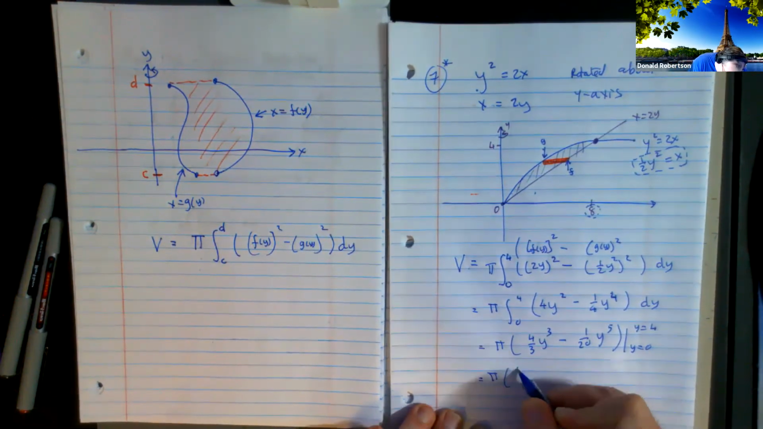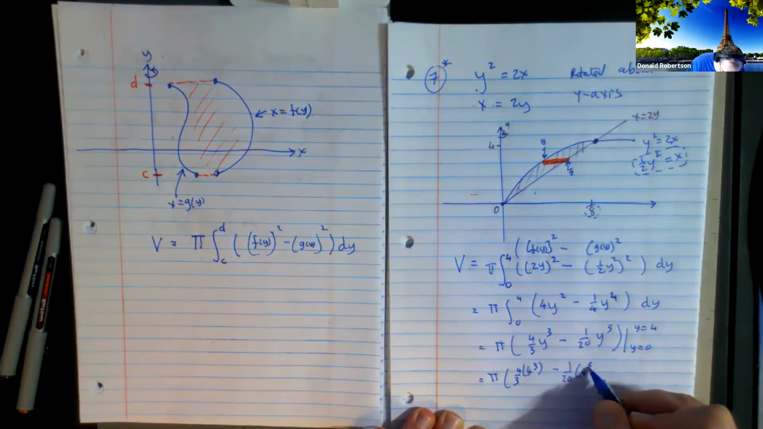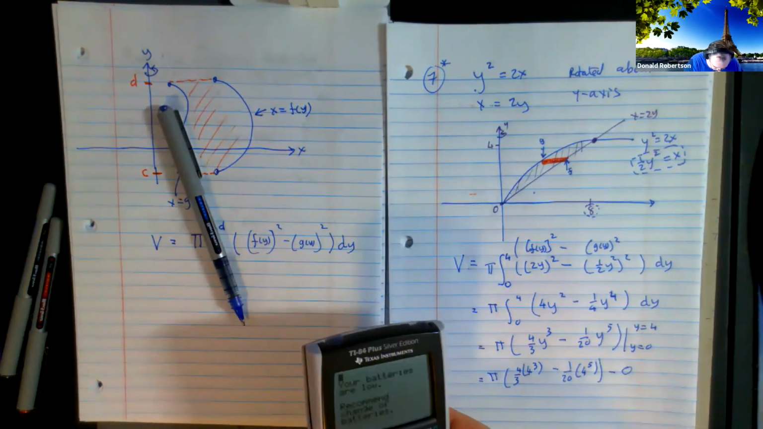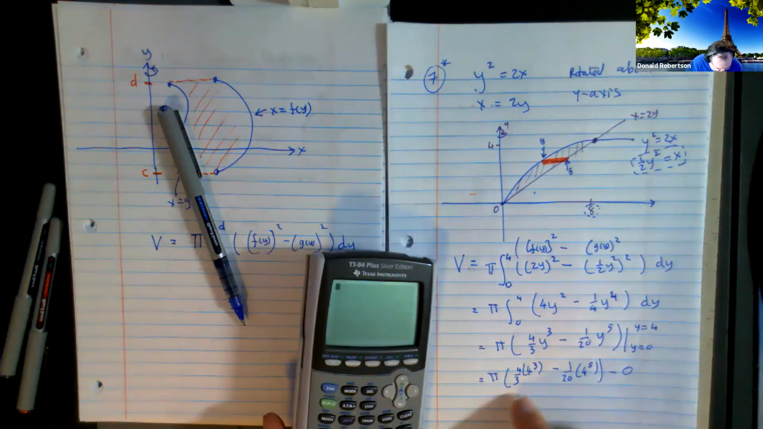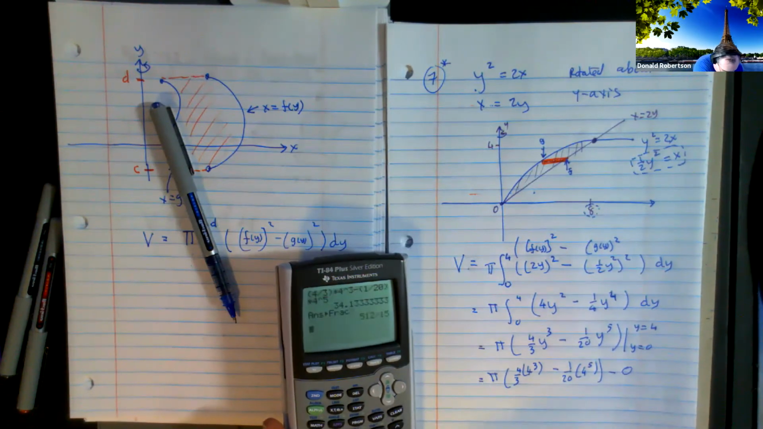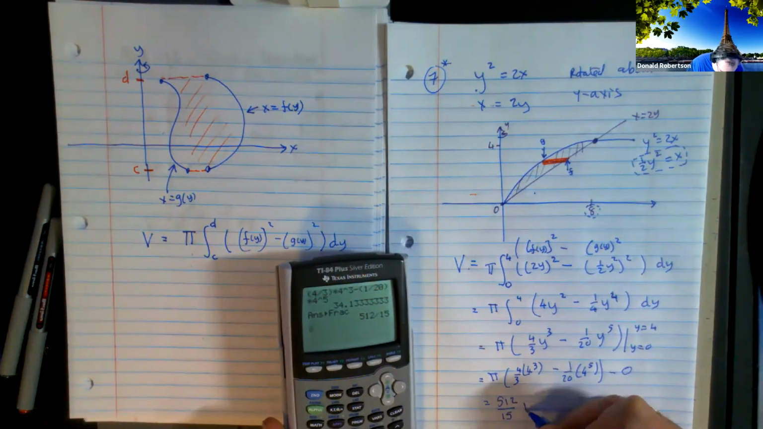4/3 times 4 cubed. Take away 1/20th times 4 to the power of 5. Take away a whole load of nothings. Learning by my previous mistake, I'm going to let the calculator do this one. So 4/3 times 4 to the power of 3, take away 1/20th times 4 to the power of 5. You get that? Math 1, boom. 512/15.